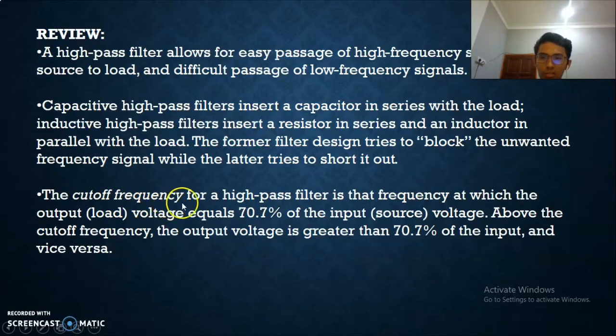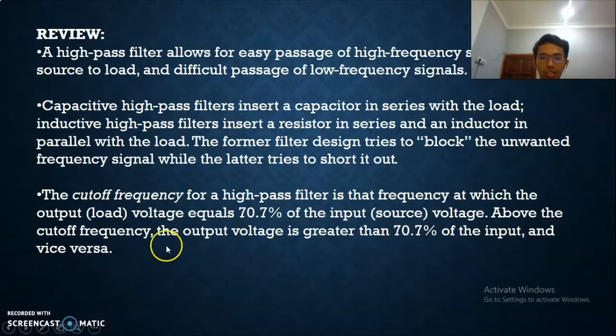And the cut-off frequency for a high-pass filter is the frequency at which the output voltage is equal to 70.7% of the input voltage. Above the cut-off frequency, the output voltage is greater than 70.7% of the input, and vice versa.